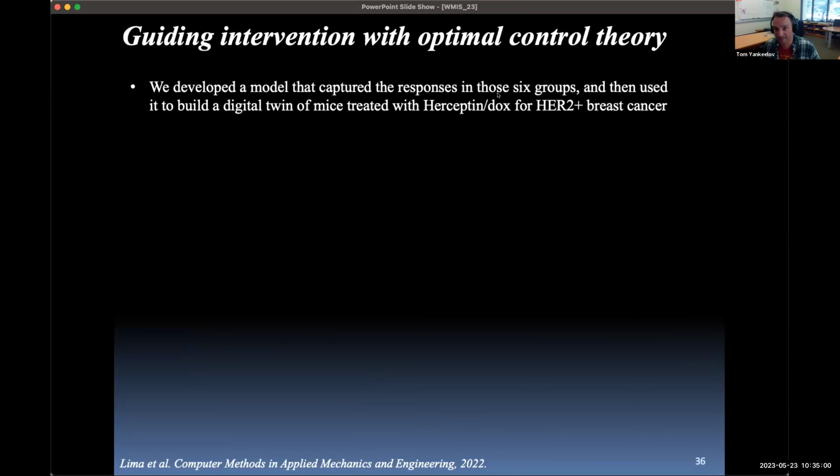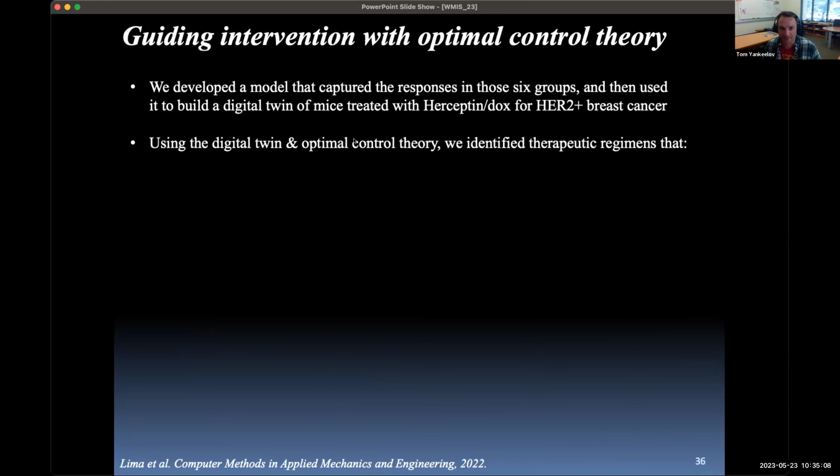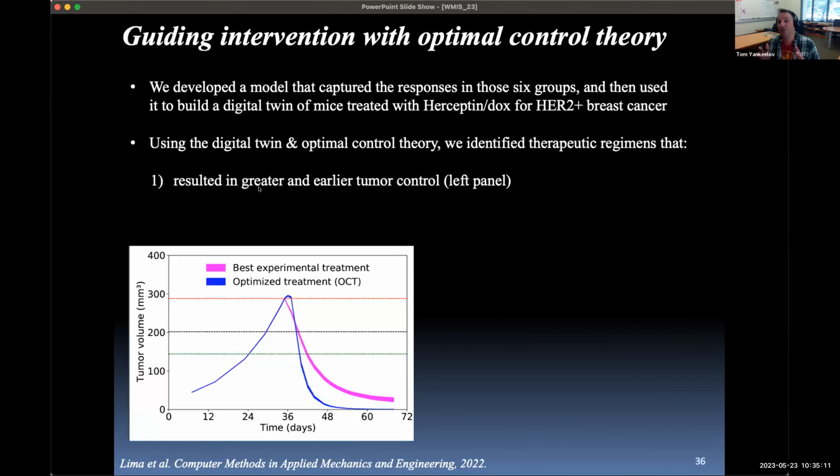So we developed this model that tries to fit those 6 groups we just talked about, and to build a digital twin for how Herceptin and dox should be optimally delivered for HER2 positive breast cancer. So there's 2 questions that we're trying to go after. Using optimal control theory on our digital twin, we want to be able to find a therapeutic regimen that can result in a greater and earlier tumor control. So this, I don't know, magenta, is the thing that we actually experimentally observed. Building our mathematical model, throwing optimal control theory at it, gives us a different therapeutic model that's going to predict that our control can happen much earlier, and then it maintains it. That's one thing to go after.